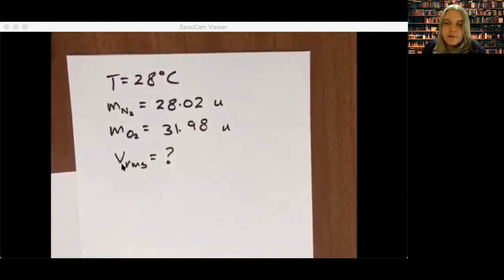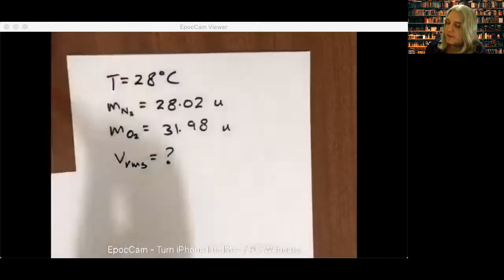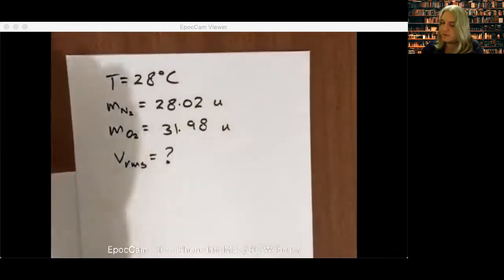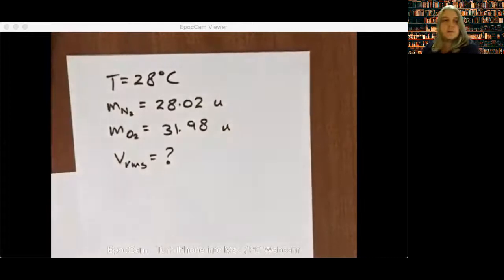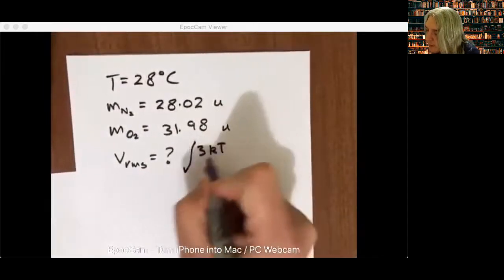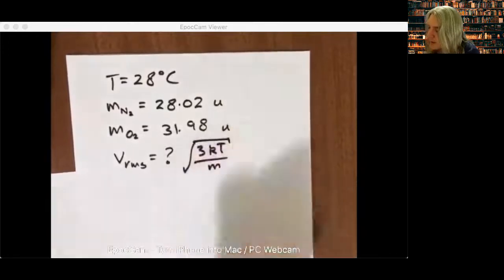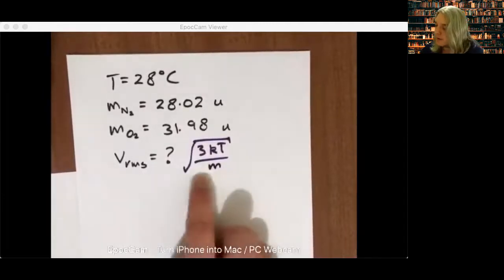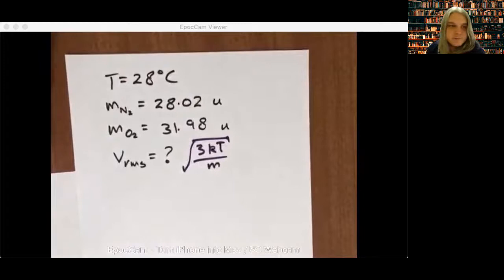Okay, so first thing is thinking about what sort of equations we're going to need. Now this one is actually just given straight to us. VRMS, I'll switch colors. VRMS is equal to the square root of 3kT over m. That's the formula that's given to us that we found through the kinetic theory of gases by considering just the kinetic energies and looking at the pressure and relating that to the ideal gas law. We got this equation. VRMS is equal to this.